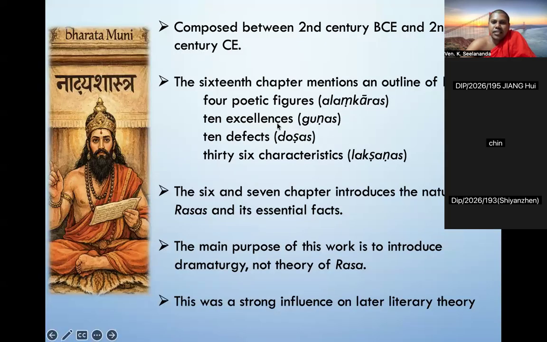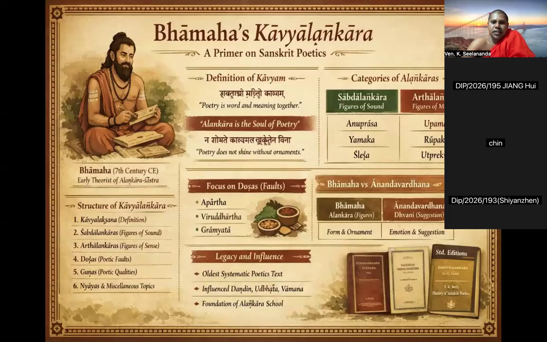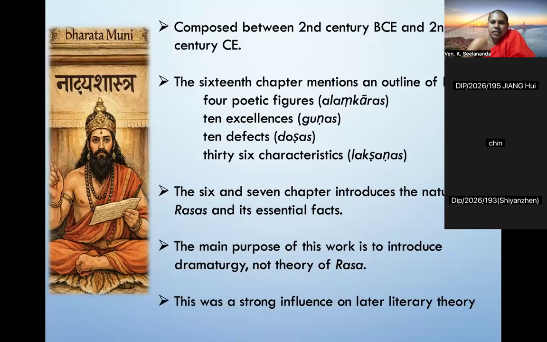And 10 excellences, 10 defects, guna and dosa. Bharata Muni explains what the gunas and the dosas are, but after Bharata Muni, Bhamaha, then Dandin is the next poetic critic after Bhamaha. He also explains gunas and dosas, but in different ways.